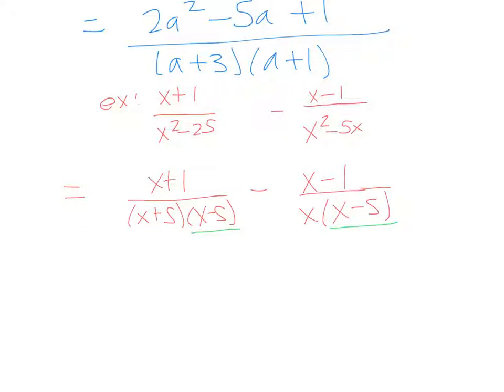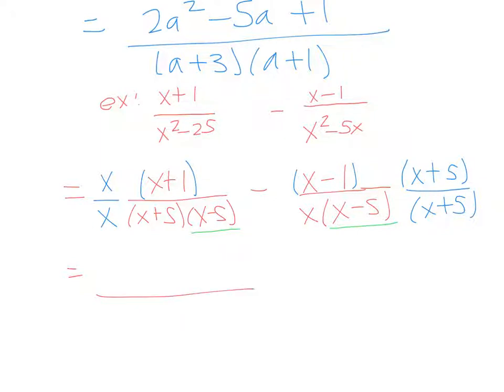The first rational expression we're going to need to multiply by the unshared factor of x, so x over x, and remember that's going to be multiplied by that whole quantity, x plus 1. The second, we're going to multiply by x plus 5, top and bottom. All right, and then again, that x plus 5 is times that x minus 1. Okay, so we've got our common denominator, x times x plus 5, x minus 5.